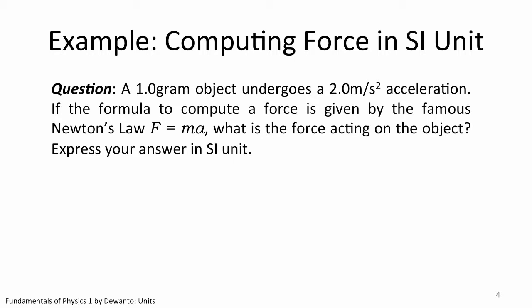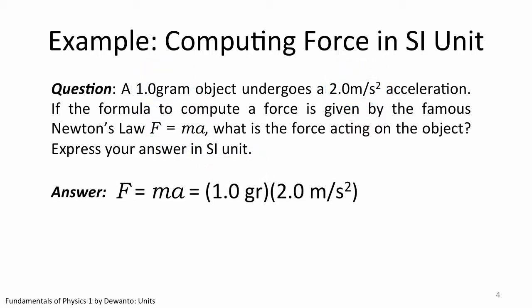Well, I guess this is a relatively simple question. The relevant quantities are presented and the formula is given explicitly. Of course, the emphasis here is on the last statement. You need to express your final answer in SI unit. So here we go. F equal to ma, m is mass and that is 1 gram, and a is acceleration, which is 2 meter per second square in this case.